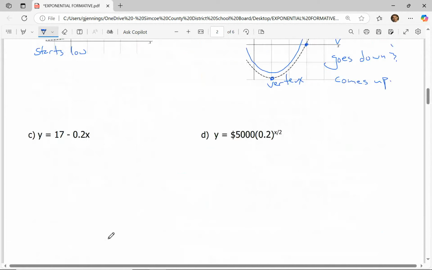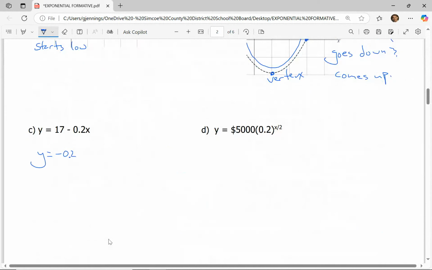Now what about this function down here? Y equals 17 minus 0.2x. This could be rewritten as y equals negative 0.2x plus 17, which you'll recognize as a y equals mx plus b, which is linear. Okay, there's an x, there's no exponent. Whenever you've got that, you've got yourself a linear relation.